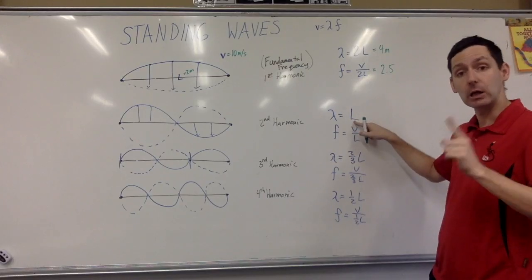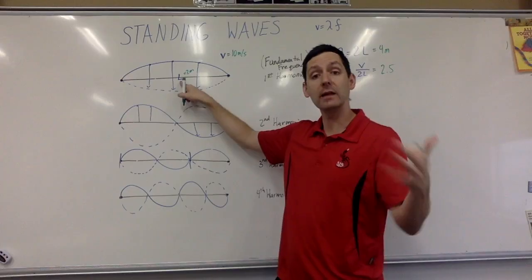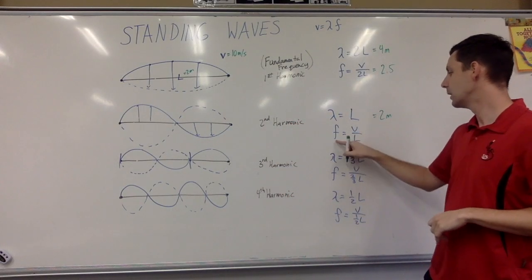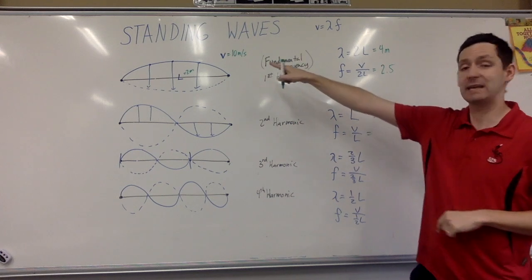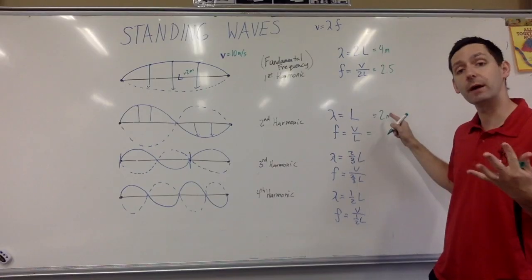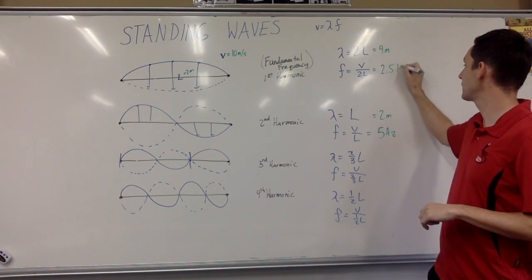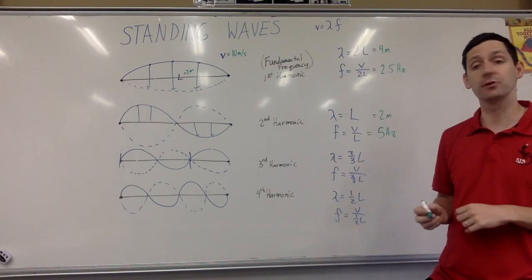Lambda is L. Okay, so this time the wavelength is the whole length of the string, which is 2 meters. So we're going to go 2 meters. The frequency is the speed divided by the length. Okay, so 10 again, divided by 2. 10 divided by 2 is 5. Now remember, frequency, sorry I didn't write the units up there, frequency is in hertz. Okay, how many cycles you go through in a second.